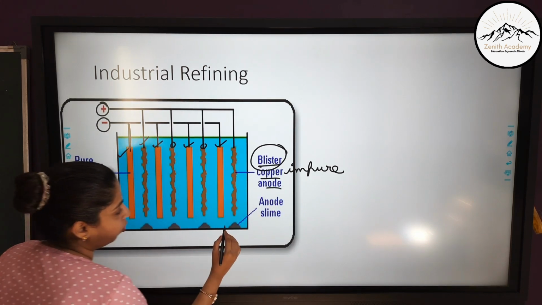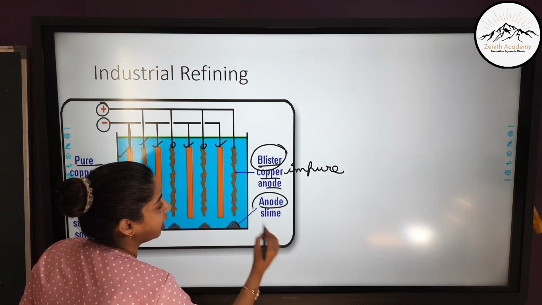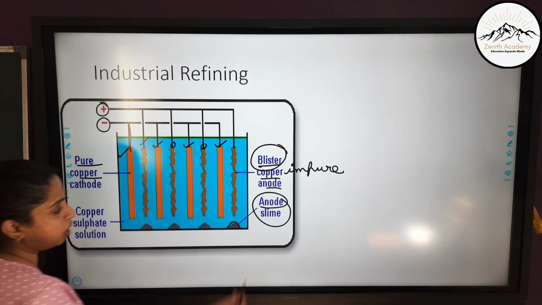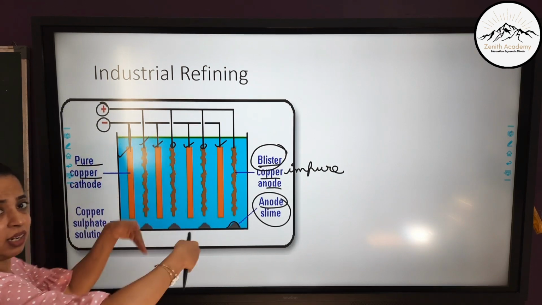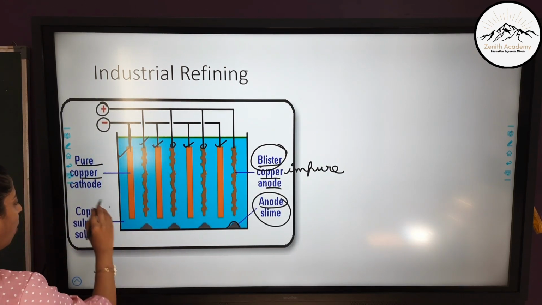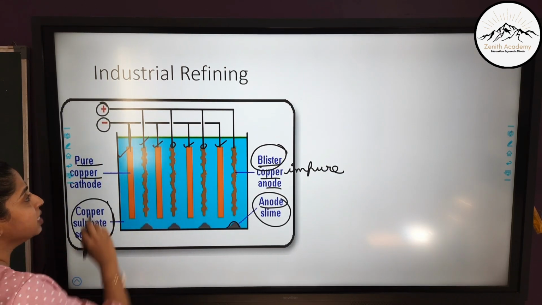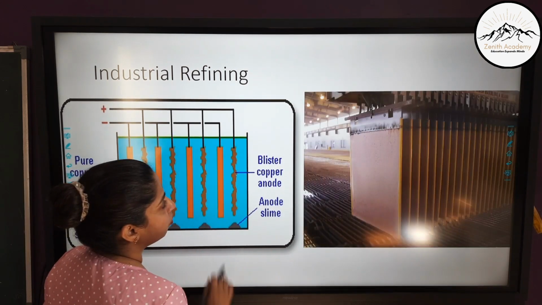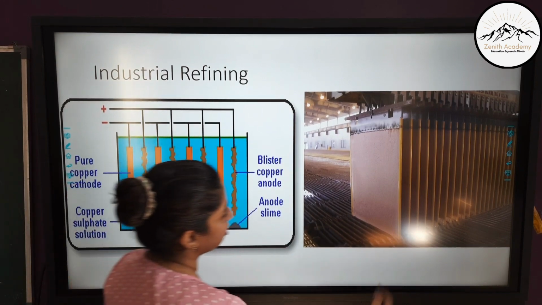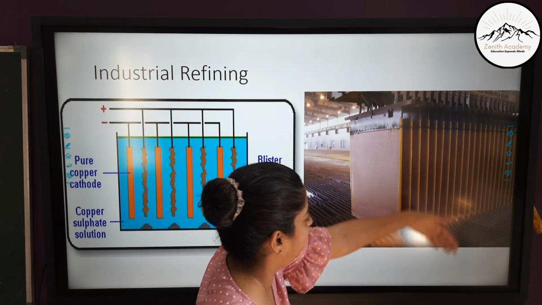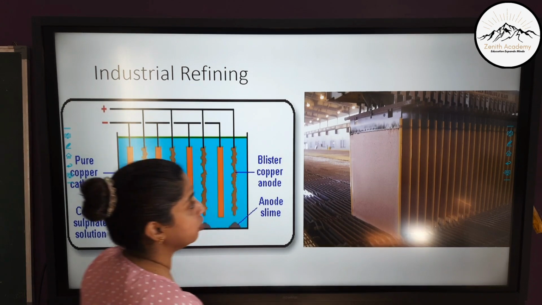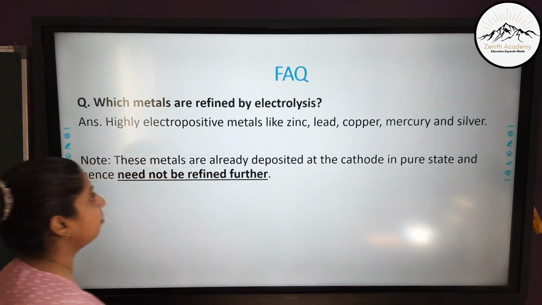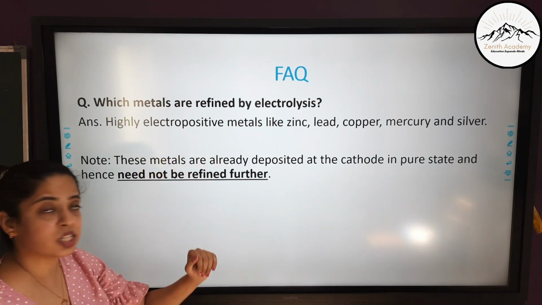And below the anode you can see there is anode slime or anode mud. So below each anode there is this anode slime. These parallel plates are dipped in the copper sulfate solution and refining happens simultaneously at a larger scale. Here you can see the real picture of an industry. There are these parallel plates which are dipped in the electrolytic solution and they are getting refined at a higher rate simultaneously.